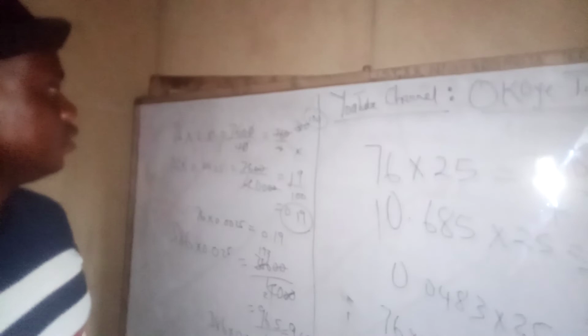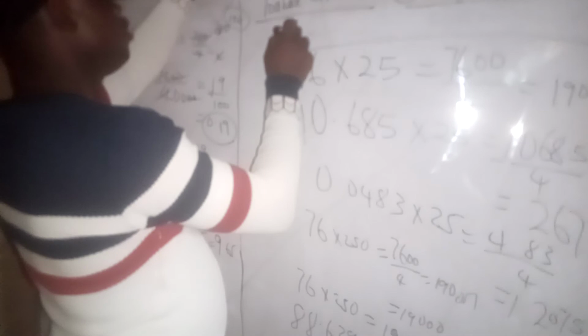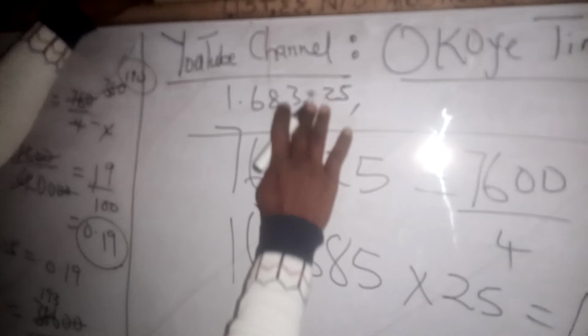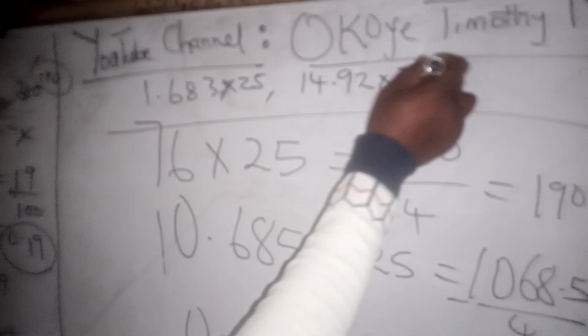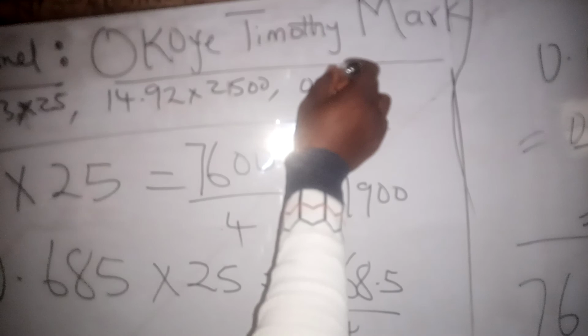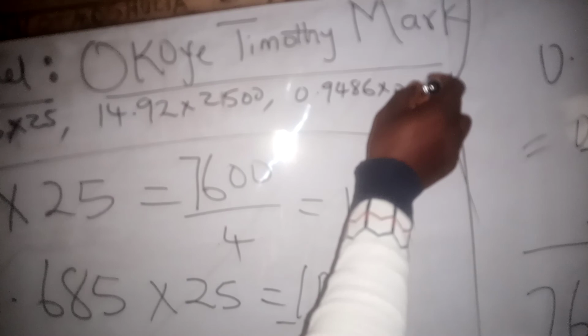With this test I'm giving to you now, you can try the following and see how fast you can be. For instance, try the following: 1.683 times 25. You can try 14.92 times 2,500. You can try this again, 0.9486 times 0.00025. You can still get it.